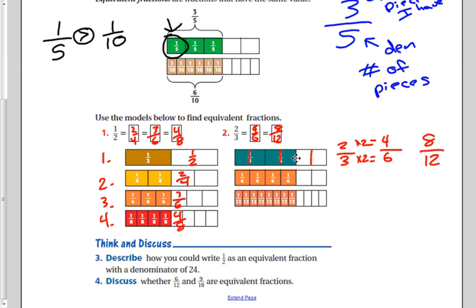All right, again, if I start with this first example in thirds, to get to 12ths, I cut each of my thirds into 3 equal pieces.